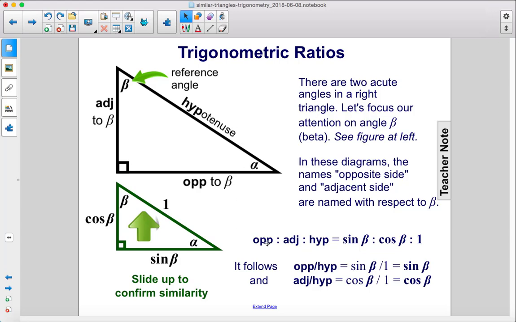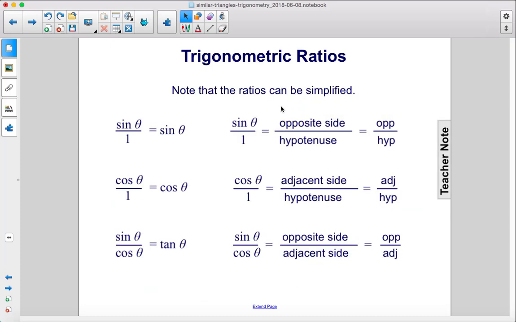So the ratio here, opposite to adjacent to hypotenuse, equals sine beta to cosine beta to 1. It follows that the opposite over hypotenuse equals sine beta over 1 equals sine beta, and adjacent over hypotenuse equals cosine beta over 1, which equals cosine beta. Note that the ratios can be simplified.